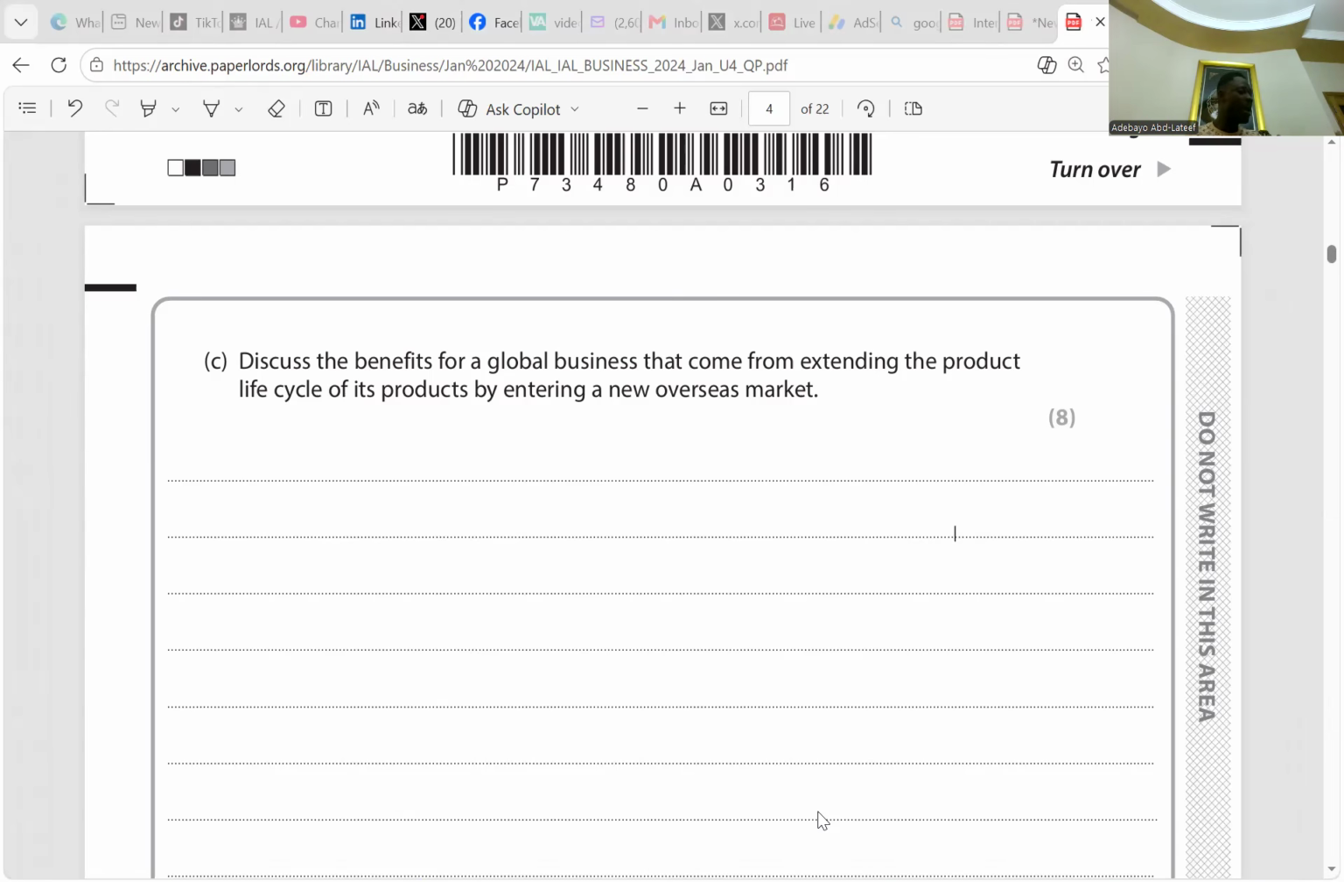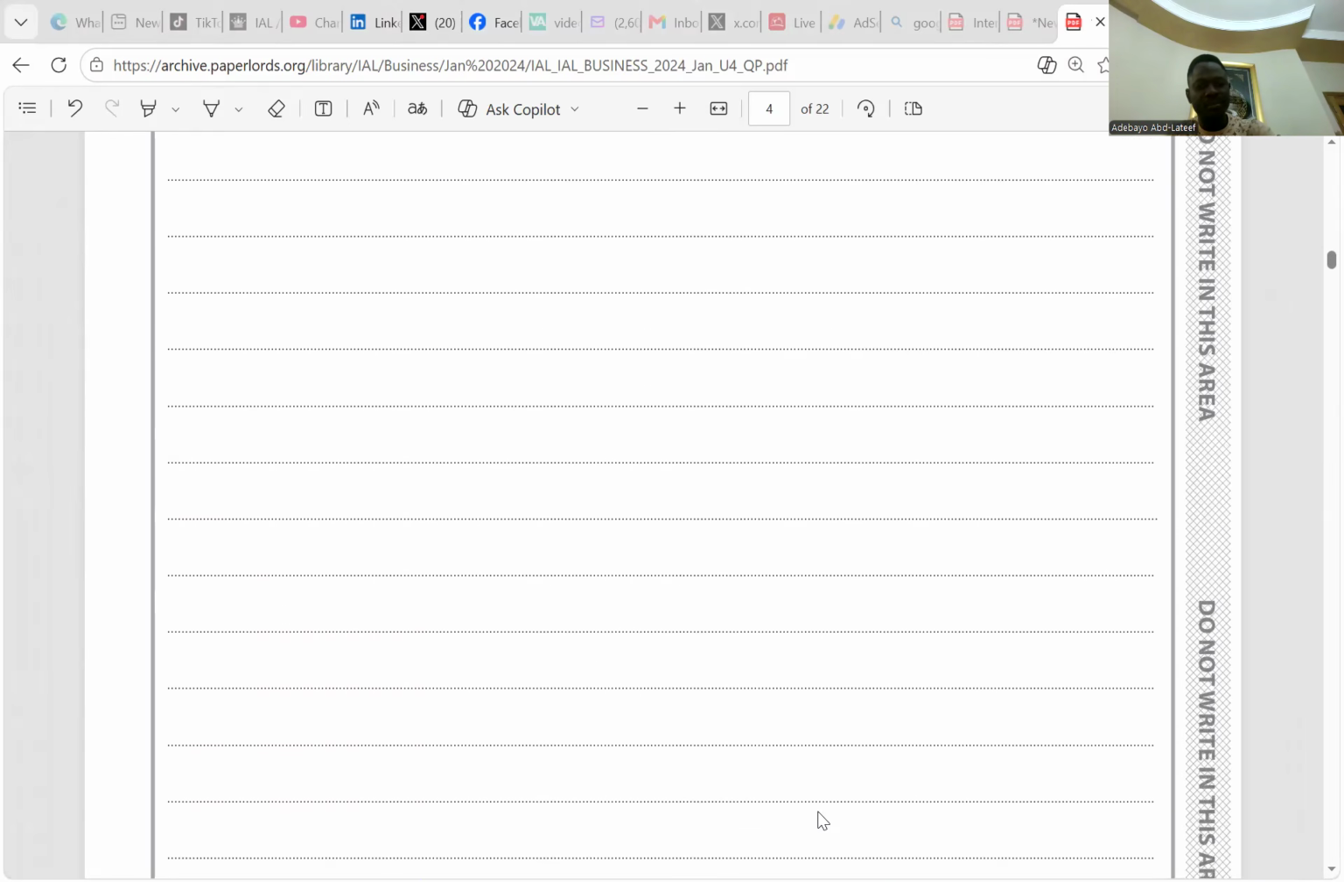Does it make sense? However, entering a new market may need promotion as the product will be new, will be in the introductory stage, and without awareness, customers may not buy. The product is new in that market. That means it's in the introductory stage. So if customers are not aware of your product, you have to promote the product. You have to advertise the product to create awareness about the new product, and that might be expensive. Some changes may be needed to meet market demand because a new market you are going to, you might have to adapt the product to the demand of that market. Is it clear? Any question about that?